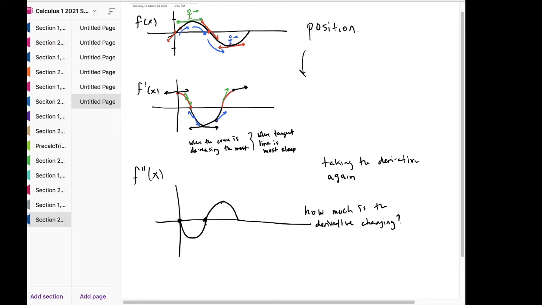Like a physics thing, how is position changing? Correct, speed or velocity. Right, it's velocity.